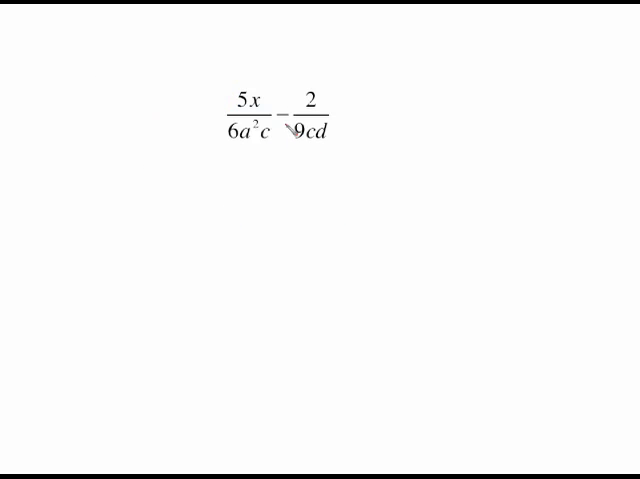Looking here, it's a subtraction problem, but it's the same idea. Adding or subtracting requires a common denominator. You could do 6 times 9 is 54, but you're going to have a bigger denominator than necessary. The least common denominator for 6 and 9 is 18. There's an a squared in this denominator, so I definitely need it as part of the common denominator. I have a c in both denominators, so it's going to be there. And I have a d in this denominator, so it's contributing to the common denominator. So our common denominator is 18a squared cd.